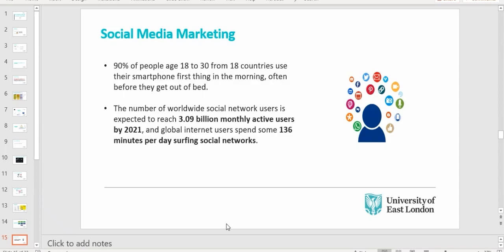And I would like to start by showing you a very interesting data. The recent data is showing us that 90% of people age 18 to 30 from 18 countries use their smartphones first thing in the morning. And I think we are all guilty of that. Sometimes we use our smartphones even before we get out of bed.